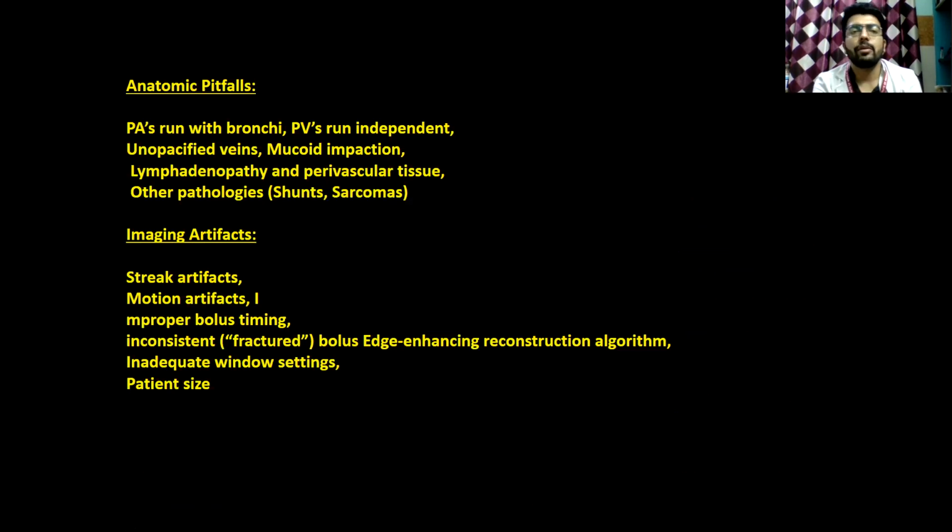So what are the anatomic pitfalls? Pulmonary arteries run with bronchi, and pulmonary veins run independently. Unopacified veins, mucoid impaction, lymphadenopathy in perivascular tissue, and other pathologies like sarcomas can mimic that. Imaging artifacts like streak artifact, motion artifact, improper bolus timing, inconsistent bolus stage, inadequate window setting, and patient size will cause problems.